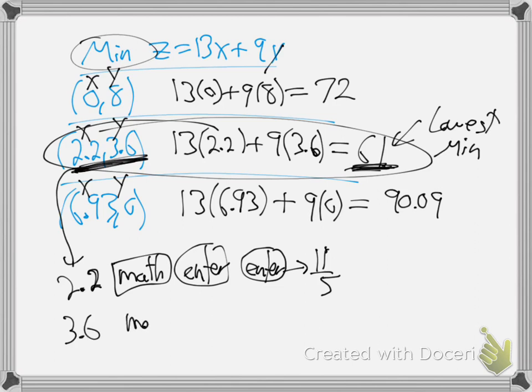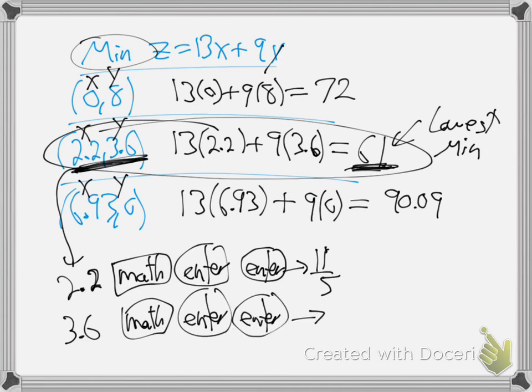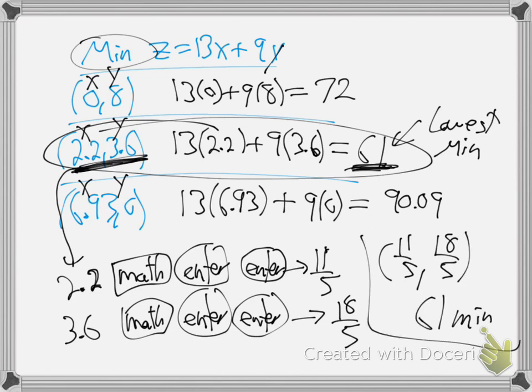3.6, same thing. Math, enter. You'll get whatever that is. I don't know. 18/5. So this becomes the point 11/5, 18/5, and 61 is the minimum. There we go.